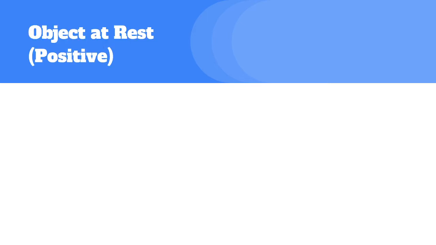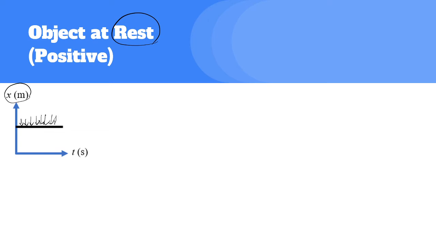So let's say you have an object at rest at a positive location. How is it going to look? We are talking about at rest, so that means the position of the object, if you're at rest, is going to be at the same location at all times. Time is going to pass, so time is increasing, but your position is not going up or down. Your position is the same. So you are at rest. That's how your position-time graph is going to look.